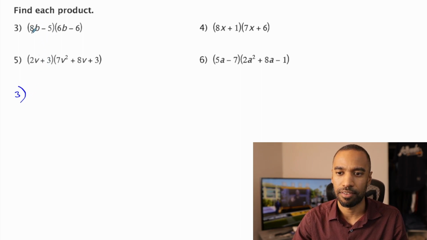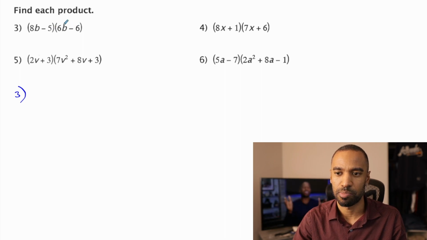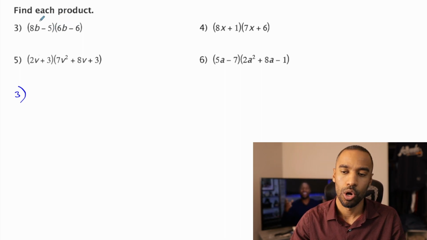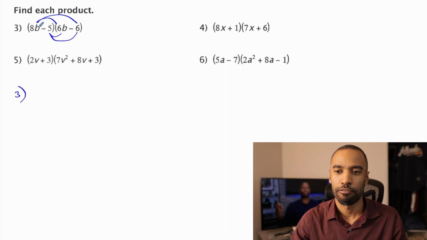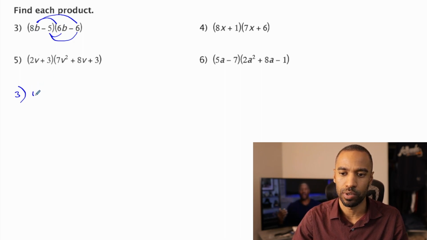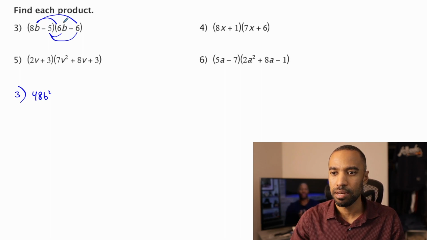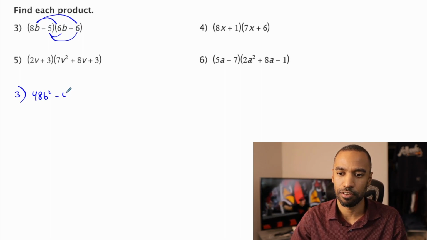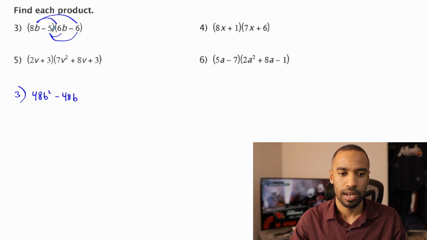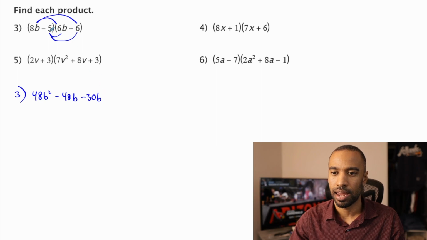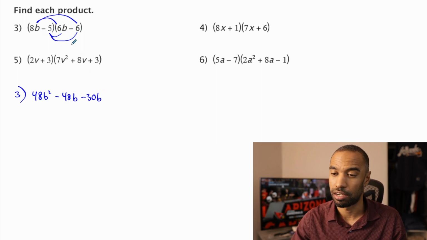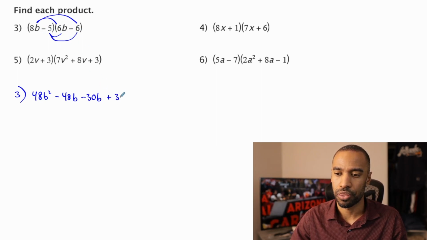So on number 3, we have 8b minus 5 times 6b minus 6. This is now multiplication. We will now distribute these, or FOIL, if you will. First, outside, inside, last. First, we do 8b times 6b, which is 48b squared. Remember the b times b. 8b times negative 6 is negative 48b. Negative 5 times 6b is negative 30b. And negative 5 times negative 6, remember it's still a negative 5, is positive 30.